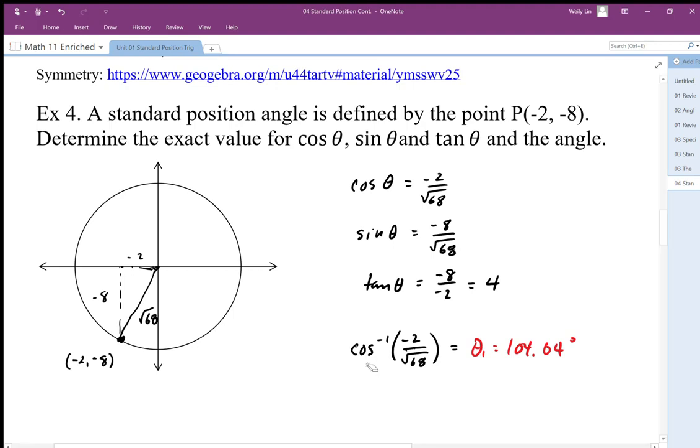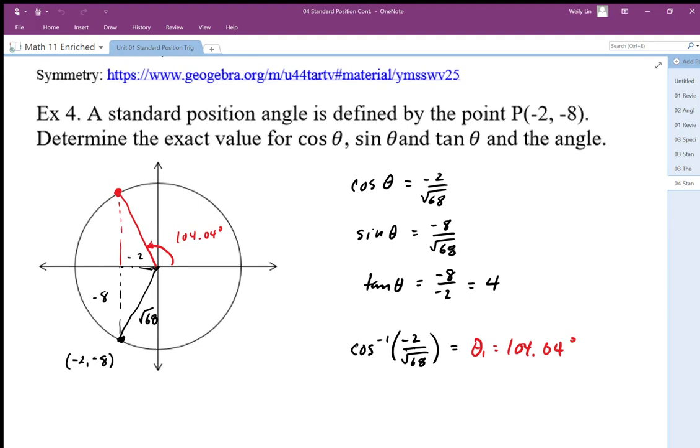Looking at that angle, I have to make sure that I'm in the right quadrant, because remember, there's always two possibilities. There's always a theta 1 and a theta 2 involved when we undo sine, cos, tan. And 104.04 degrees is in the wrong quadrant. It's over here, in quadrant 2. It's that position right there. That's 104.04 degrees. That's not the one I want.